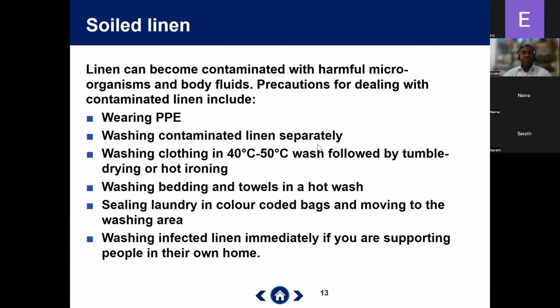So these have to be washed separately. It has to be washed at this temperature, followed by tumble drying or hot ironing, and washing bedding and towels in a hot wash. It's very important. Sealing laundry in color-coded bags and moving to the washing area. And this is what happens in residential homes or care homes or nursing homes, and washing infected linen immediately if you are supporting people in their homes, that is home care or domiciliary care settings.